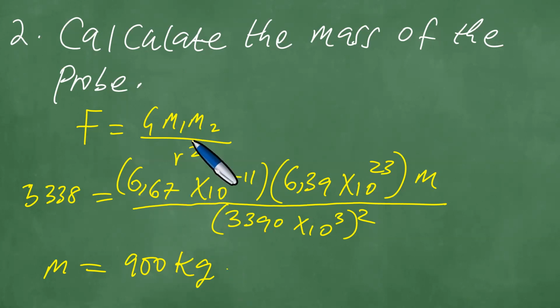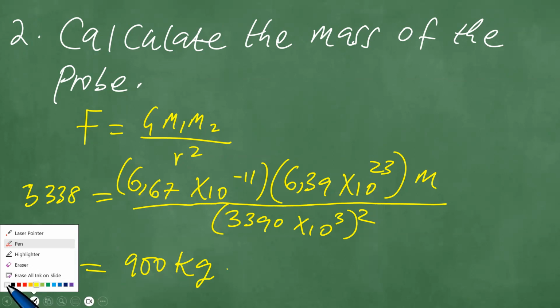So we used this formula for Newton's law of universal gravitation. The force of attraction between any two objects of masses M1, M2, is directly proportional to the product of the masses and inversely proportional to the square of the distance between the centers of the objects. So this is Newton's law of universal gravitation. Let's look at the next question.